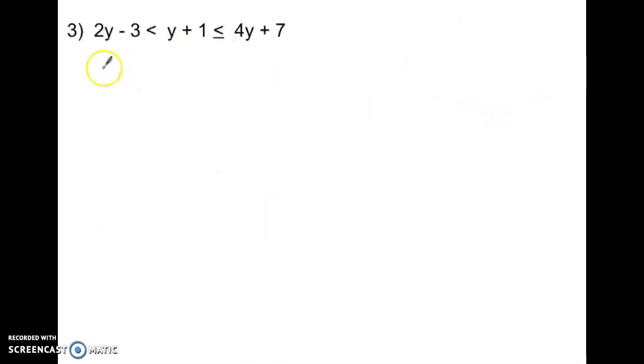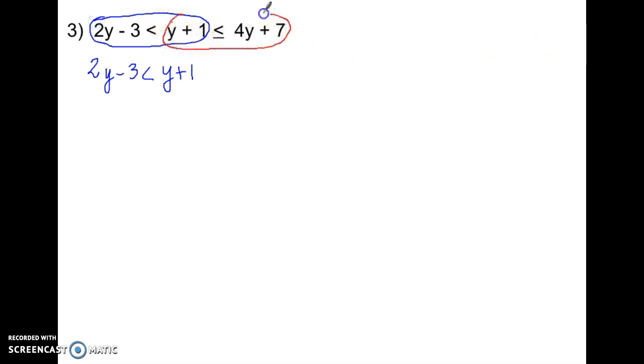Another question. Here is one which has an inequality and one more inequality connected. There's 3 parts to it. So how do we do this? So we can write this as 2 separate inequalities first. 2y minus 3 less than y plus 1. So I combine these two together to write my first inequality. And then I'm going to combine these two together to write my second inequality. y plus 1 less than or equal to 4y plus 7.